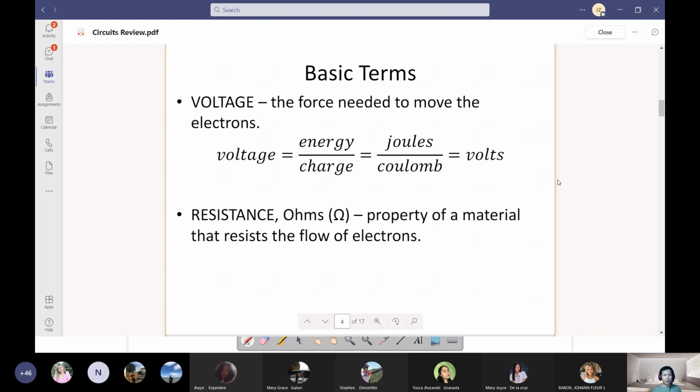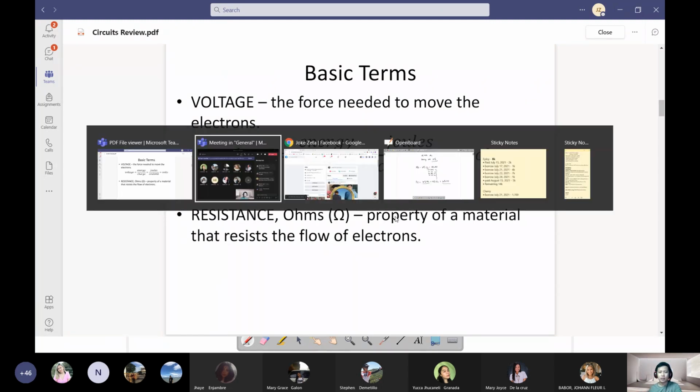And lastly, you have resistance. Resistance is in terms of the unit ohms. You already know, resistance is the property of a material that resists the flow of electrons. Resists.